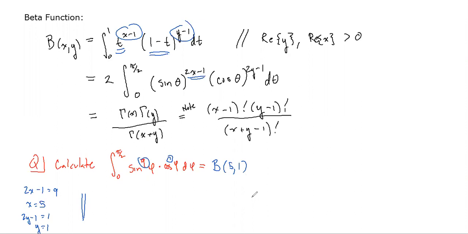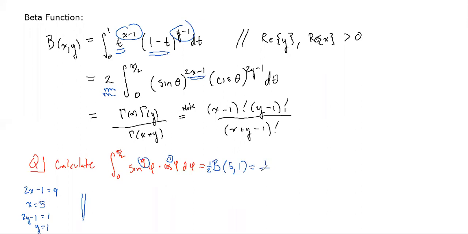Except I'm missing one little thing. They've got that prefactor of 2. So technically this is 1/2 of the beta function 5, 1. The sneaky little prefactor of 2 is missing, so I've got to put that in there. So this is 1/2 beta 5, 1.